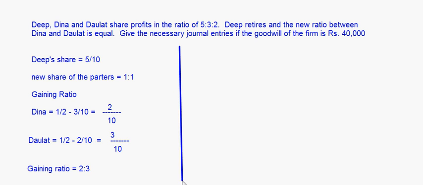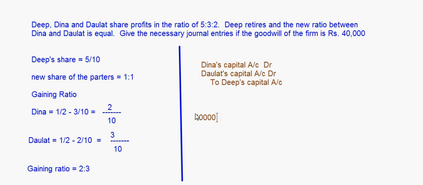Now you have been given that the goodwill is 40,000. So we'll pass the journal entry. That will be the gaining partners, Dina's capital account debit, Daulat's capital account debit to Deep's capital account. Now the amount of goodwill is 40,000 into Deep's share, that is 40,000 into 5 divided by 10, which comes to 20,000. So in Deep's capital account you will write 20,000.